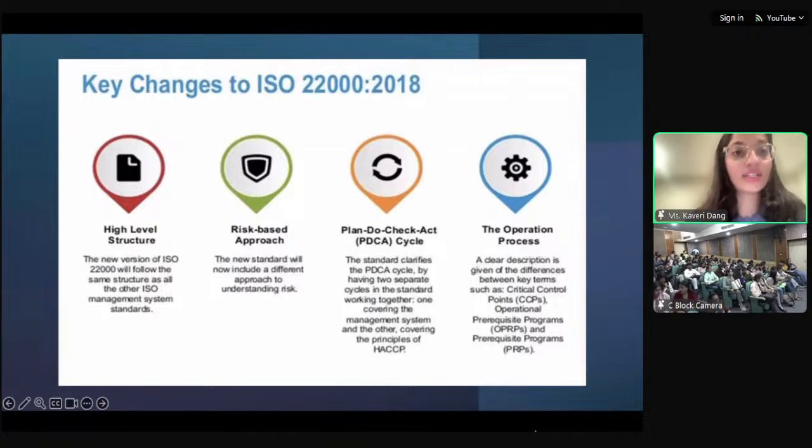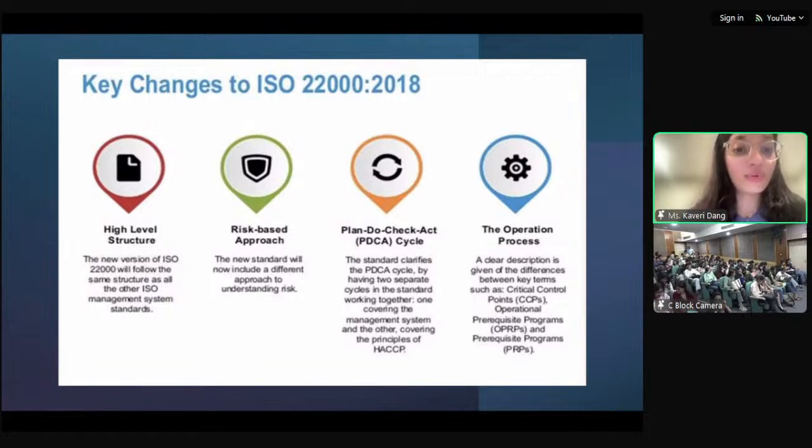And these are the key changes that have been made from what the older version was, which was in 2015, and now the latest one is 2018. So these are the key changes that are made to this certification. It is more structured, more organized. This new version follows the same structure as all other ISO management system standards.